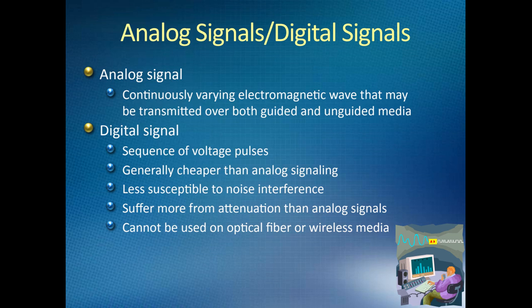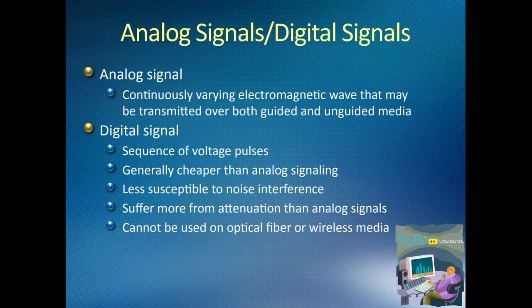What is analog signal? Analog signal is a continuously varying electromagnetic wave that may be transmitted over both guided and unguided medium. We already discussed guided, yani cable, fiber optic. Unguided, like what? Wi-Fi, satellite. Yeah, very good.